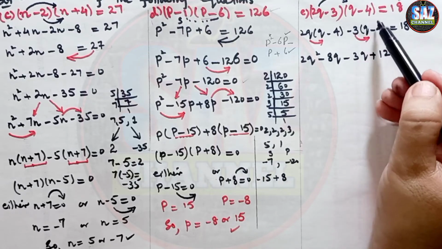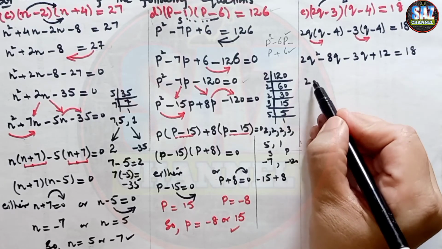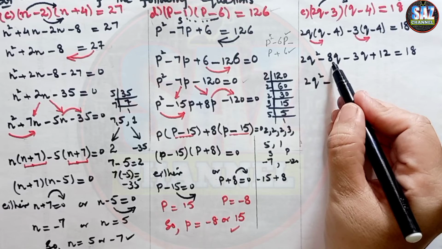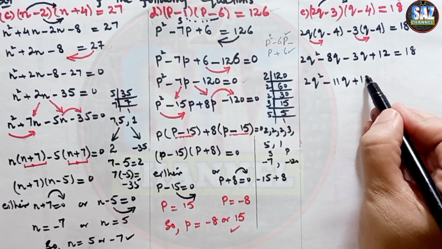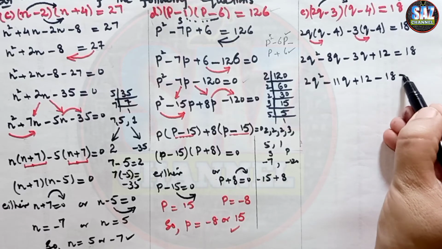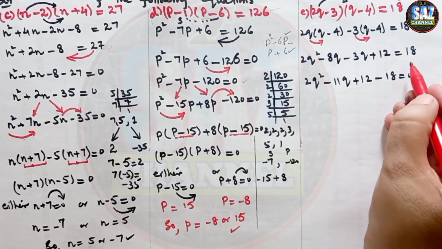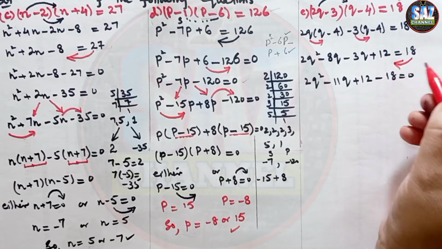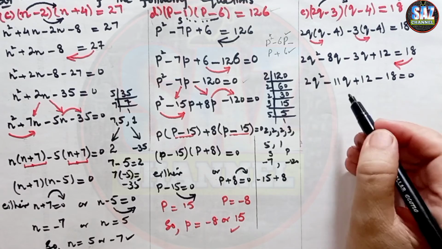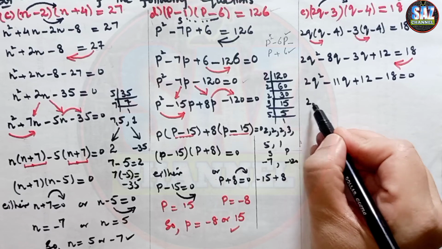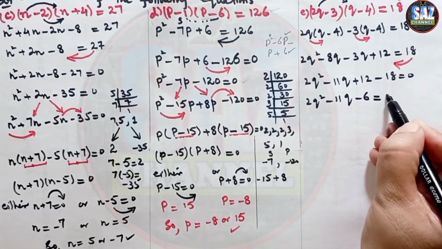3 fours are 12 equals 18, and the equation takes the form 2q² − 8q − 3q, which is −11q, + 12 − 18 = 0. Shift 18 to the other side. The rules of integers have to be clear from the earlier level. Each new concept is integrated with the previous concept. 2q² − 11q − 6 = 0.